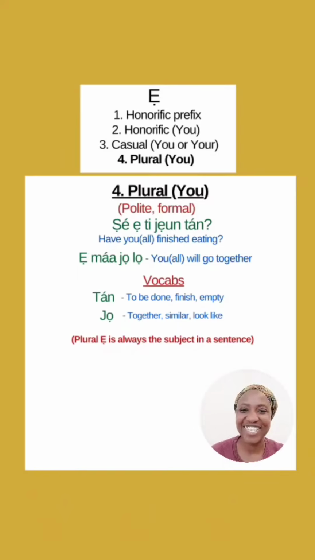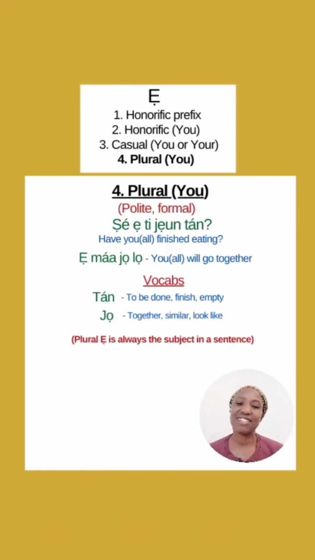You're welcome. Ẹ máa jọlọ. Ẹ máa jọlọ. You will go together. You, as in all of you, will go together, or both of you. So probably you and your friend are going somewhere, like, oh, ẹ máa jọlọ àbí? So two of you are going together, or all of you are going together. Ẹ máa jọlọ. That is how you use ẹ as a plural you.